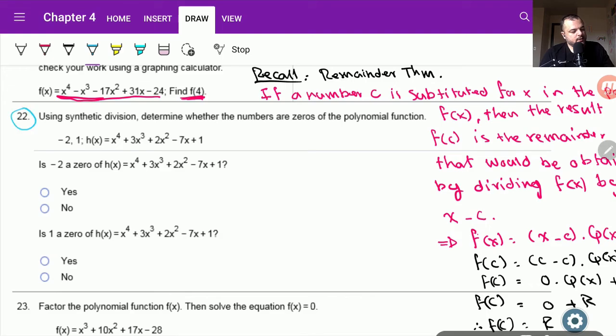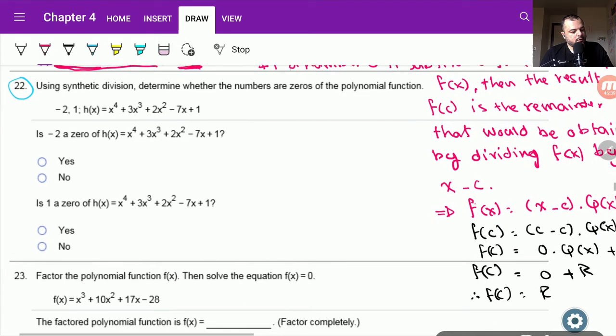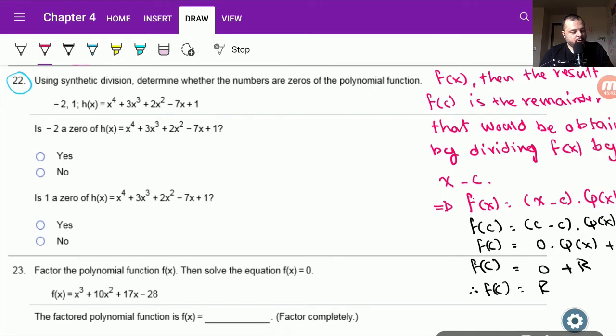22, it says using synthetic division, determine whether the numbers are zeros of the polynomial function. So we are given two numbers, -2 and 1. Then the question asks you to use synthetic division to check whether these are zeros. What does it mean by these are zeros? It means check whether f of -2, is it equal to 0 or no? Check f of 1, is it equal to 0 or no? Or h, sorry, we have h here, not f. So h of -2, h of 1.